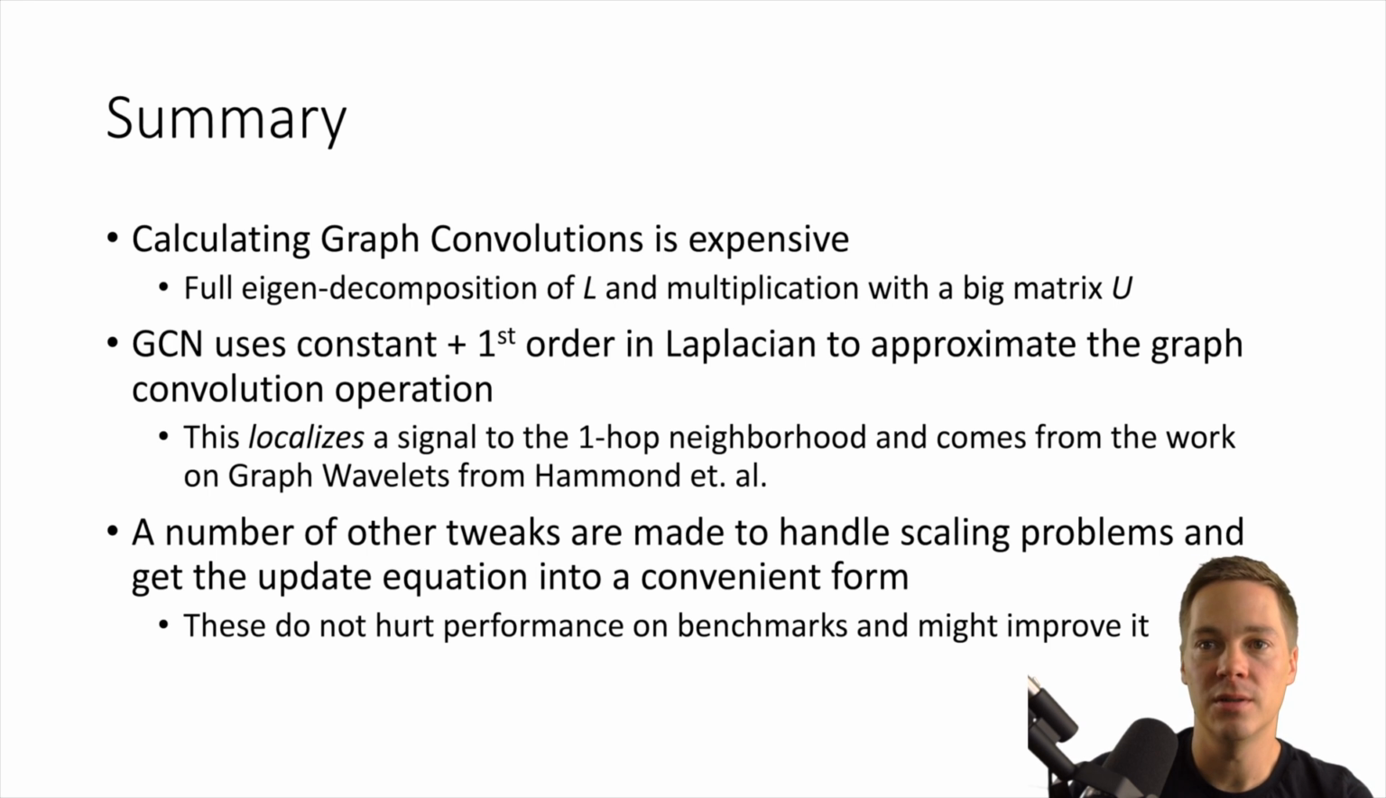GCN uses just the constant and first order term in the Laplacian to approximate this operation of convolutions. And this has the added benefit that it localizes the signal to a one-hop neighborhood, and this comes from the work of Hammond on graph wavelets. There are a number of other tweaks that are made to handle scaling problems and to get the update equation into this convenient form, and these tweaks are shown to not hurt performance on these benchmark data sets and might actually improve it.